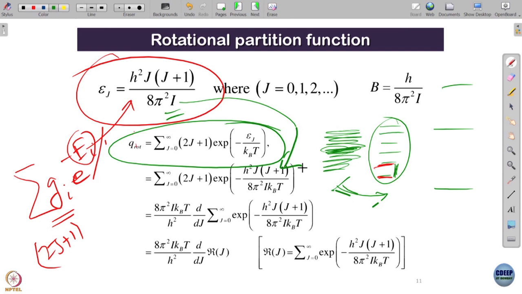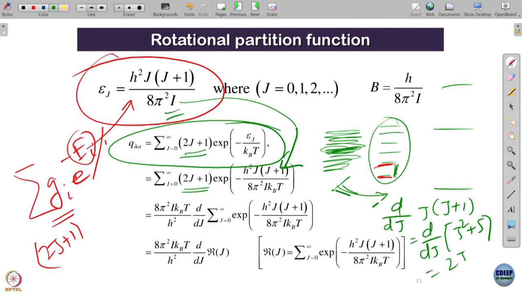Now I notice something very interesting. Till now I have been doing very mundane and simple substitution, but now I can be a little smart. I realize the 2J plus 1 is nothing but a derivative of J into J plus 1. So 2J plus 1, if I take d by dJ of J into J plus 1, that is d by dJ of J squared plus J, and that is 2J plus 1. So this quantity is nothing but a derivative.